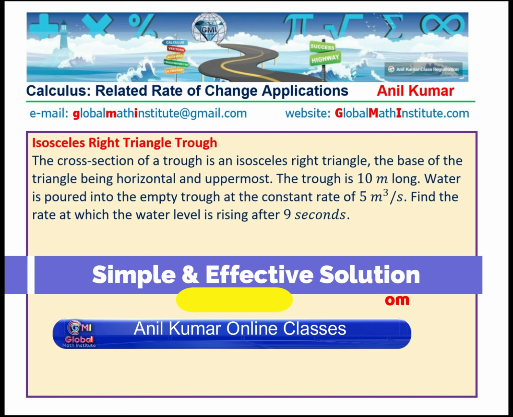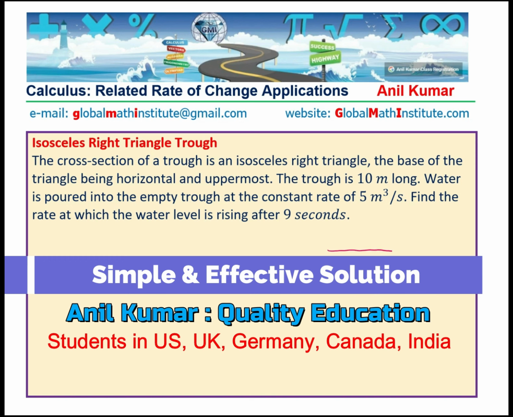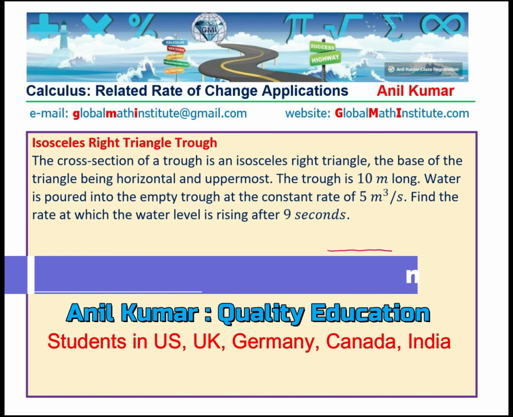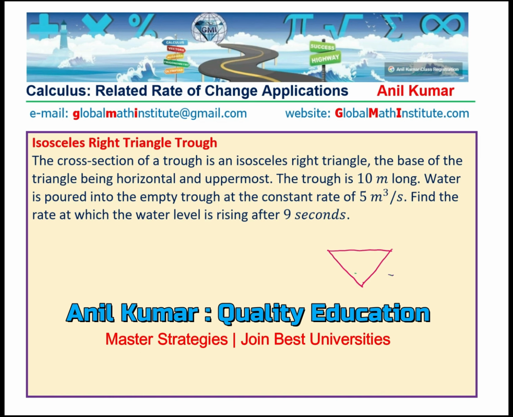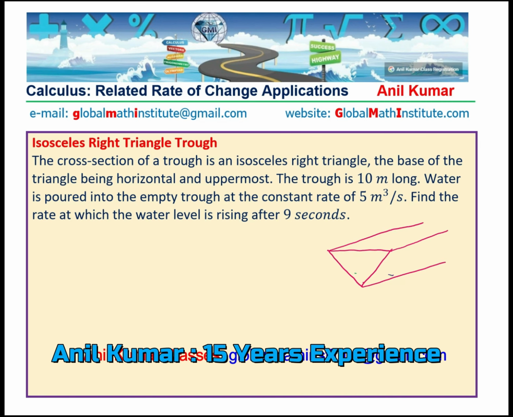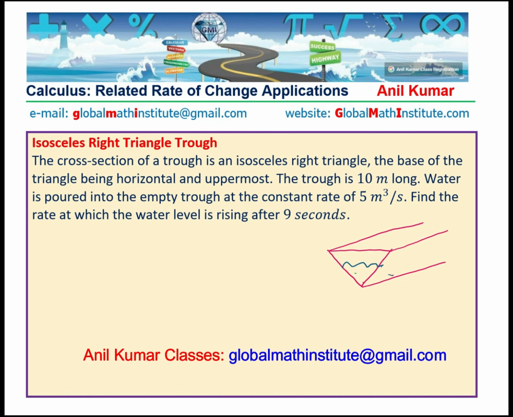So we have a right triangular isosceles trough whose length is given to us as 10 meters, right? And the water is being filled into it. So let's say this is the water being filled. So let us assume that the height is h. This is 10 meters.